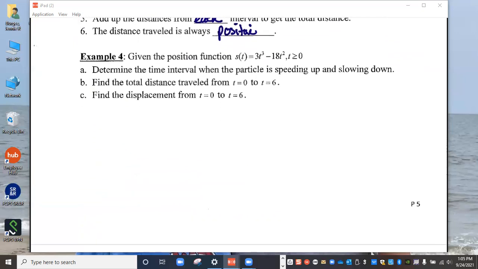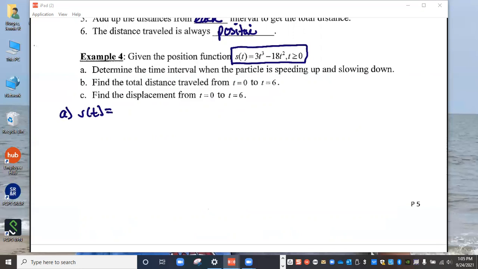So determine the time interval where your particle is speeding up and slowing down. Again, notice they're giving me the position function. To determine your time interval where you're speeding up and slowing down, you've got to figure out where velocity is positive and negative, where acceleration is positive or negative. So the first thing you have to do is find your velocity function.